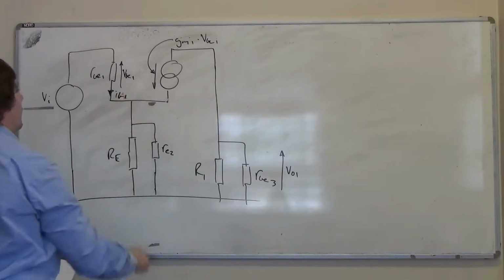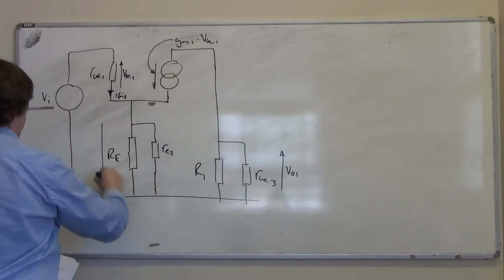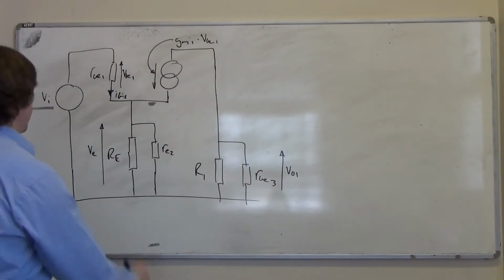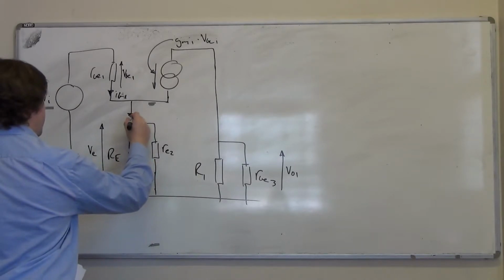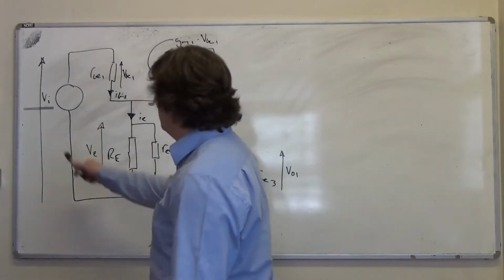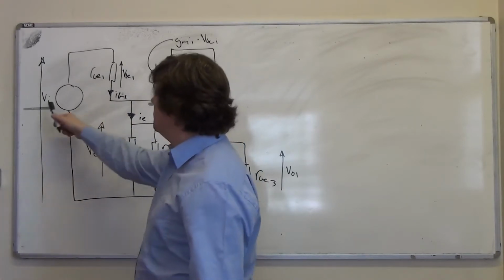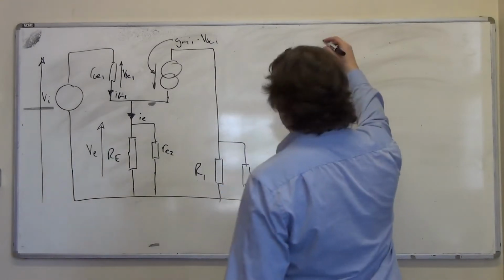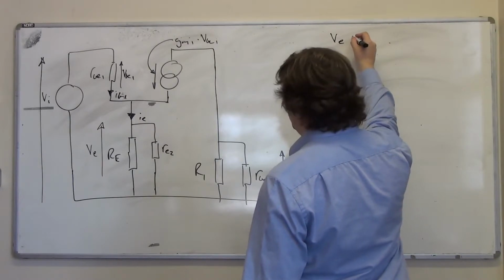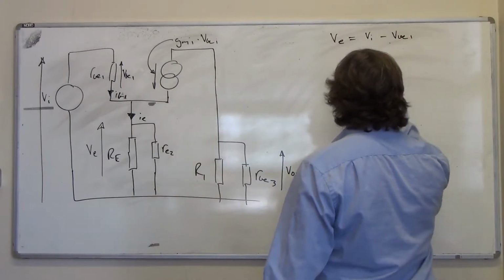IB1, and this is already GM1 VBE1. We'll have a VE there because we might need it in a bit, and we might want to describe a current here, which could go out to little IE. And we can say I've got VI and VBE1 and VE, and they're all in a loop, so VE plus VBE1 equals VI. So I can write that up quickly. I know that I'm going to need VBE, so VE is equal to VI minus VBE1.